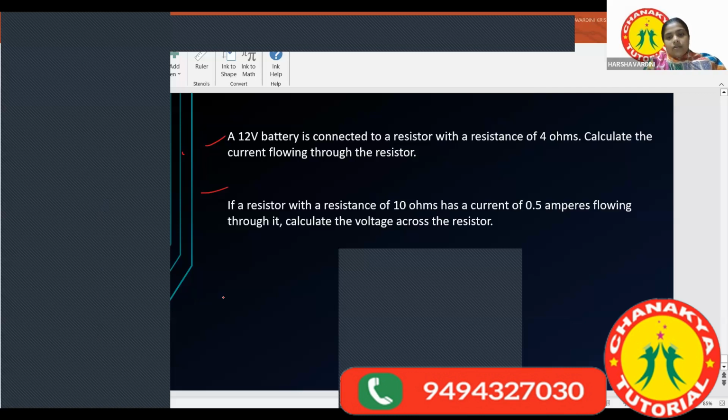Sudarshan, you first tell me the answer, then only I'll leave you. Tell me the answer for these two questions, then you can leave. A 12V battery is connected to a resistor with a resistance of 4 ohms. Calculate the current. Put it in chat, Sudarshan. Don't say it loud, just type it to me personally.